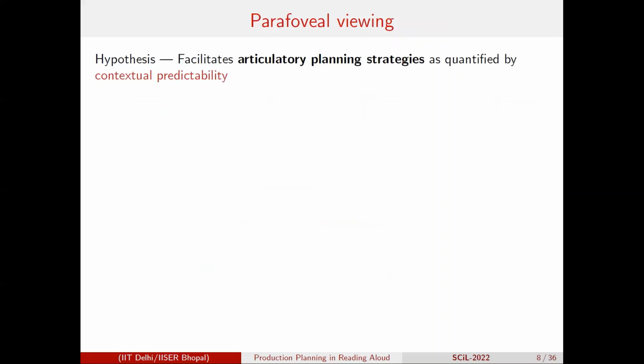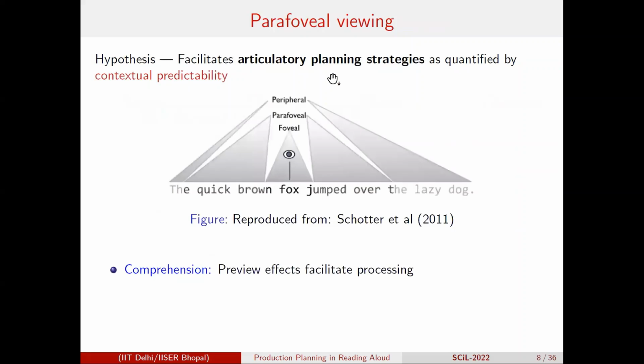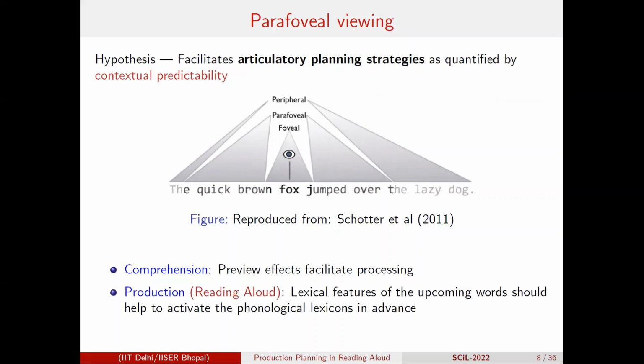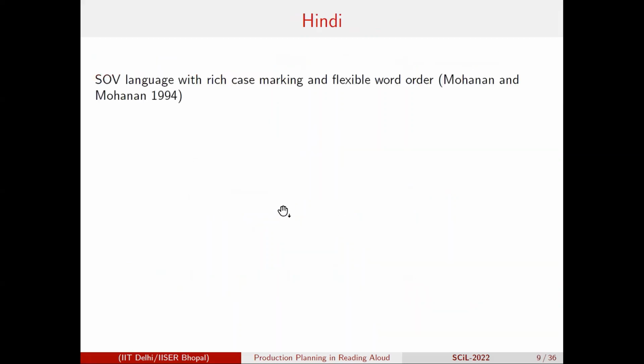So in this work, we hypothesize that parafoveal previewing facilitates articulatory planning strategies as quantified by the contextual predictor. So in comprehension, parafoveal previewing is a well-studied phenomenon, but in production, in the current context, reading aloud, we argue that the lexical features of the upcoming words should help to activate the phonological lexicons of the current word well in advance. That will help to articulate the current word more effectively.